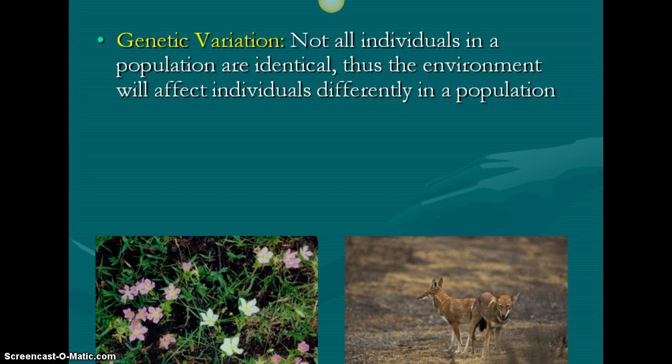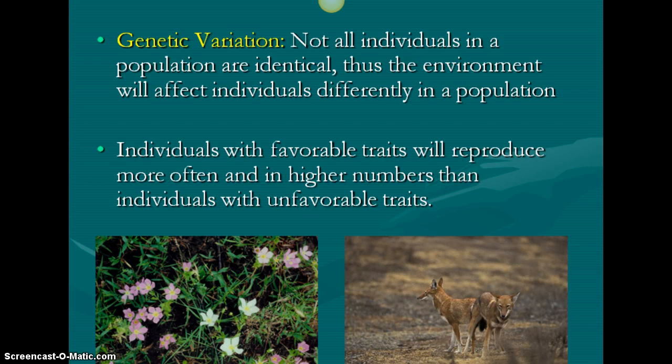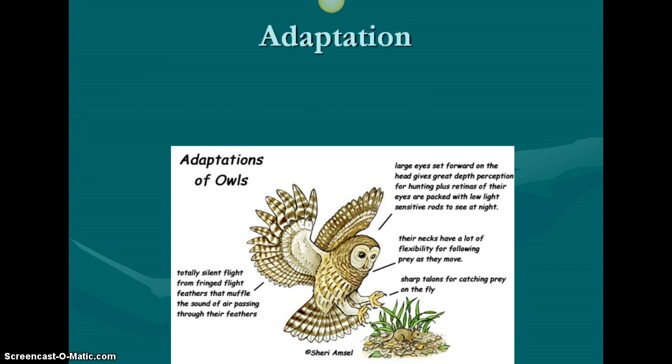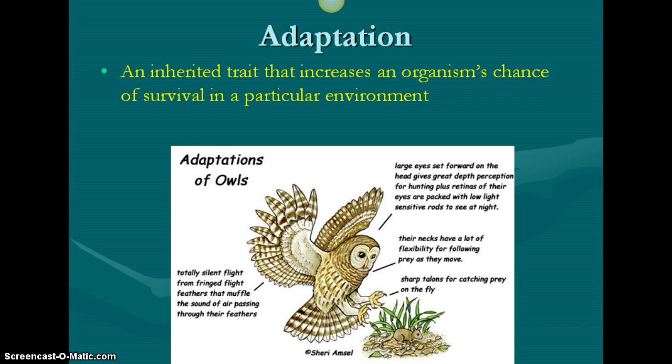Genetic variation. Not all individuals in a population are identical, so the environment will affect individuals differently in that population. Individuals that have favorable traits will reproduce more often and in higher numbers than individuals with unfavorable traits. So an example of adaptation. Adaptations allow an individual to survive in a changing environment. So an adaptation is an inherited trait that increases the chance for that organism to survive in that environment. So some examples here on the owl you can take a look at. But the adaptations allow that individual species, that individual organism to survive in their environment.